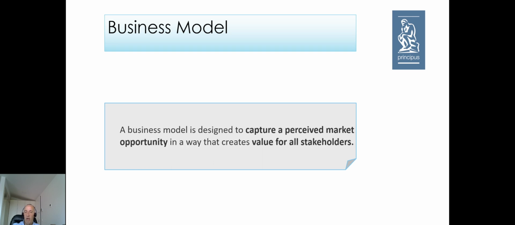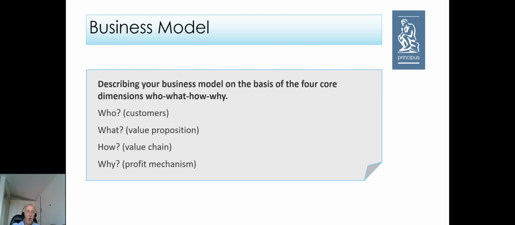A business model is designed to capture a perceived market opportunity in a way that creates value for all stakeholders. One analysis of business model is used by Oliver Gassmann and Karolin Frankenberger in their book The Business Model Navigator. They describe a business model on the basis of four core dimensions: who, what, how, and why. The who dimension talks about customers, the what dimension talks about value proposition, the how dimension talks about value chain, and the why dimension talks about profit mechanism.